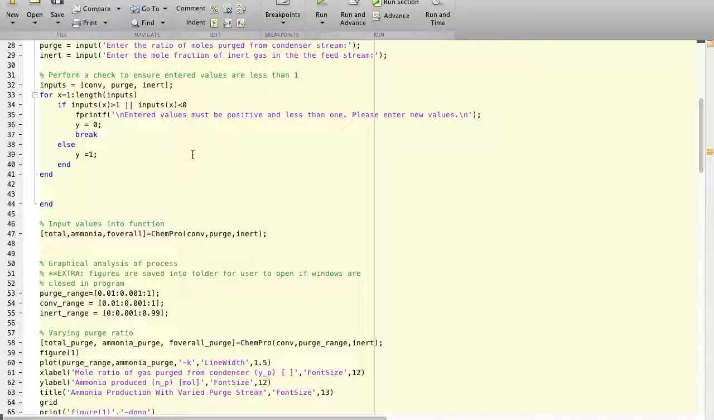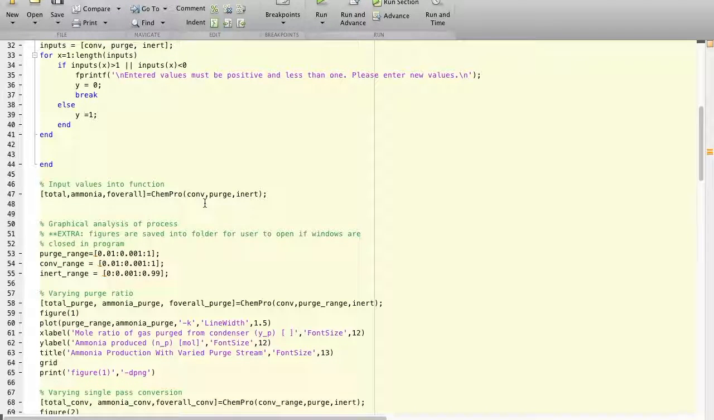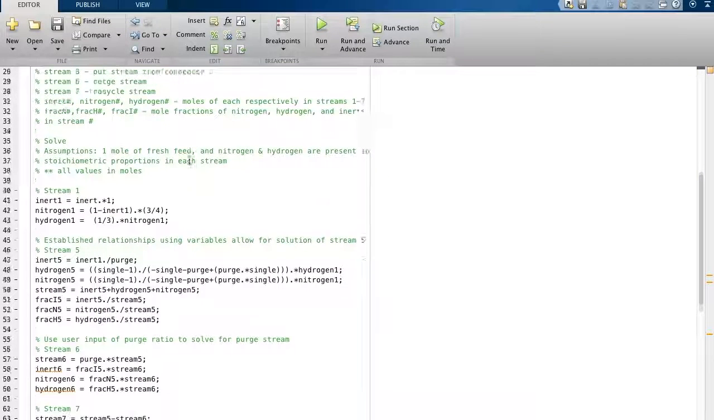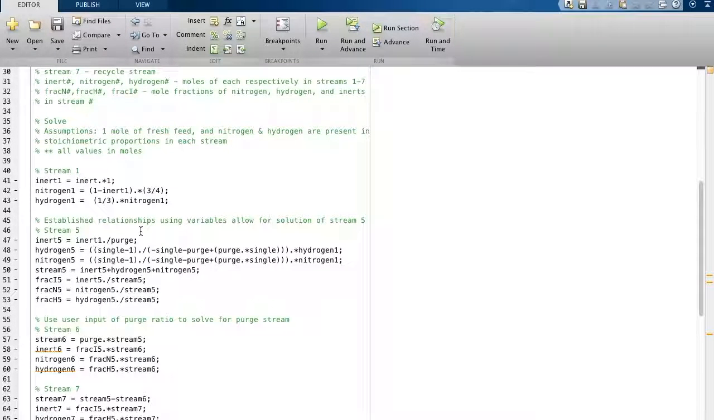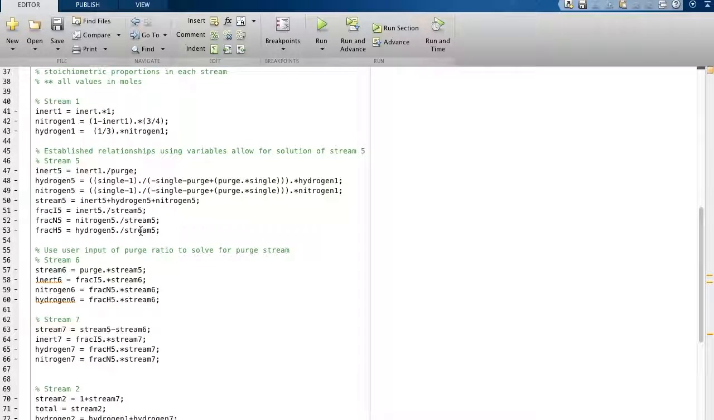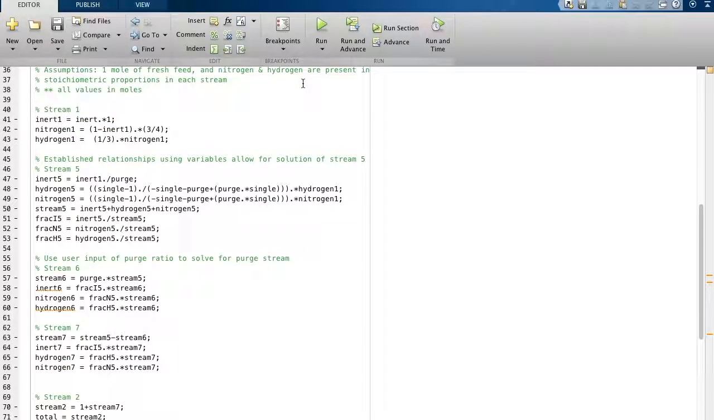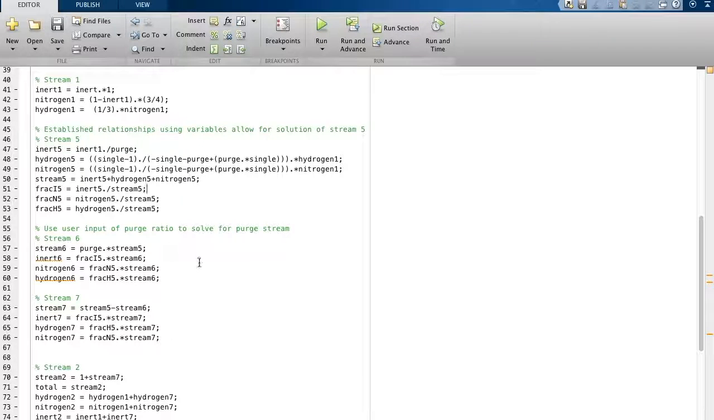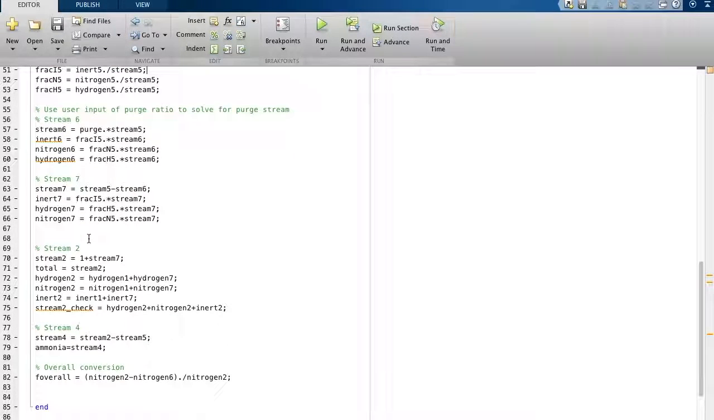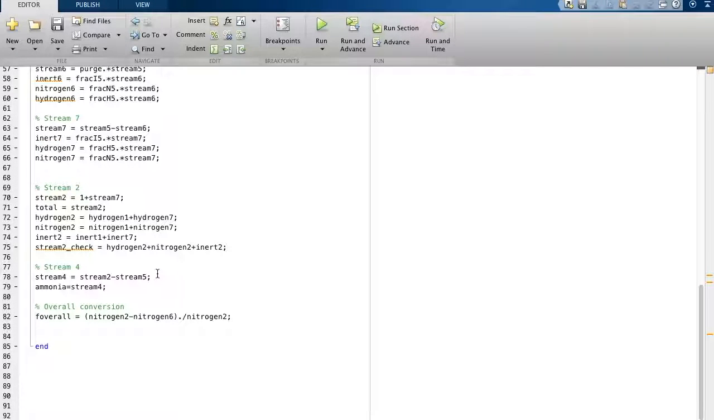After we have our inputs from the user, we're going to input them into our function. Here is where our stream 1, stream 2, and our different streams are going to get solved using all the math. Again, we're going to solve for our stream 1, then we're going to use that to solve for our stream 5, then we're going to use stream 5 to solve for our individual streams of nitrogen, hydrogen, and the inert. Then we're going to move on to our stream 6, from there on to stream 7. After stream 7, we're able to go back to solve for stream 2, and then finally stream 4, because we have stream 2 and 5.